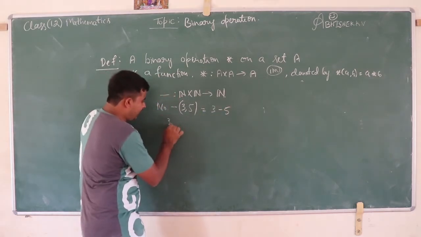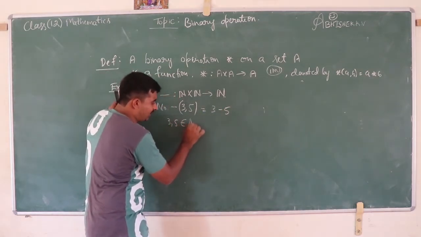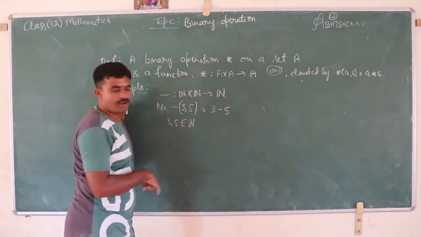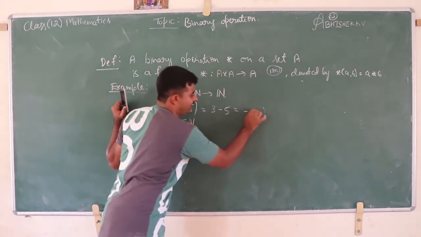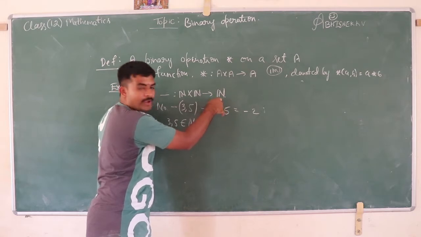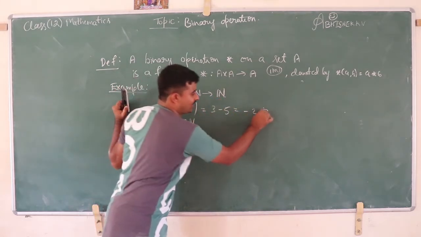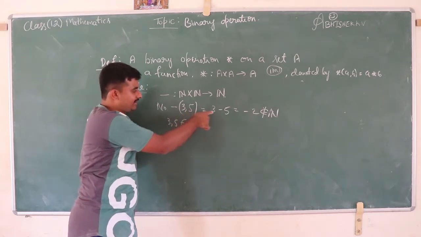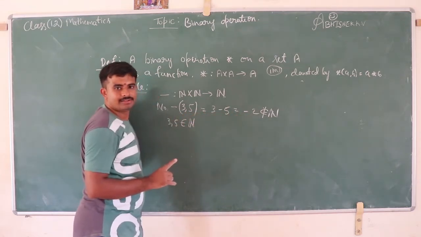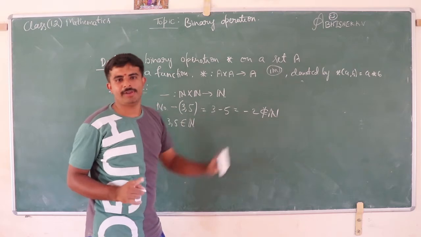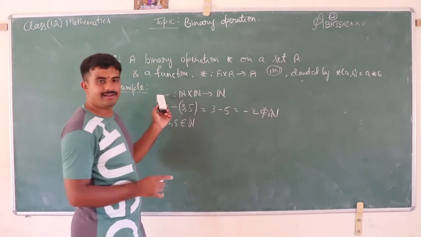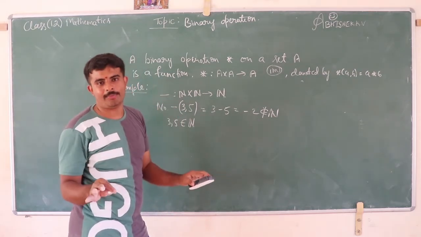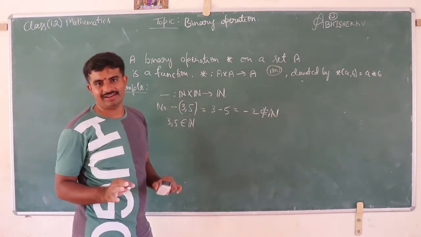Even though 3 comma 5 belongs to the set of natural numbers, what is 3 minus 5? The resultant should be what? A natural number. But here what? Minus 2. Does it belong to natural numbers? No. 3 minus 5 is equal to minus 2, which does not belong to natural numbers. Therefore, subtraction is not a binary operation on the set of natural numbers.